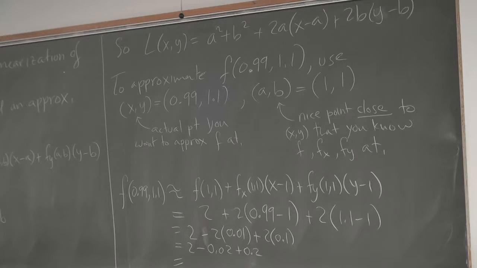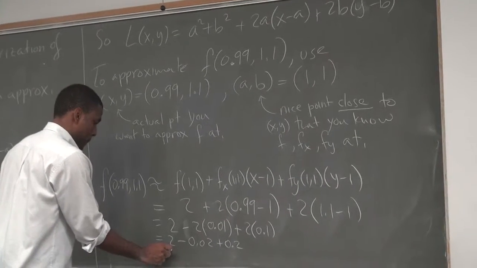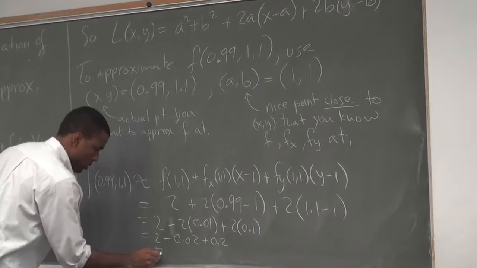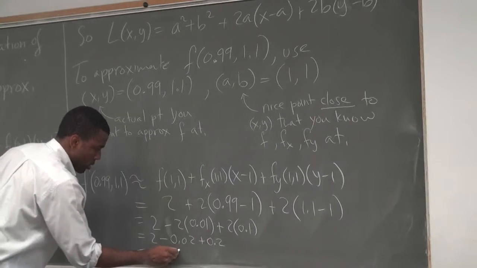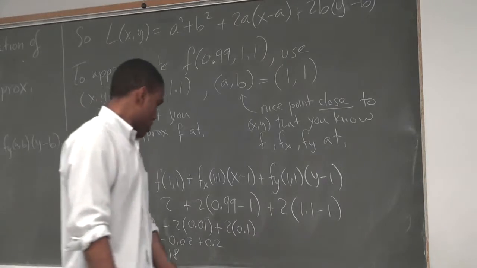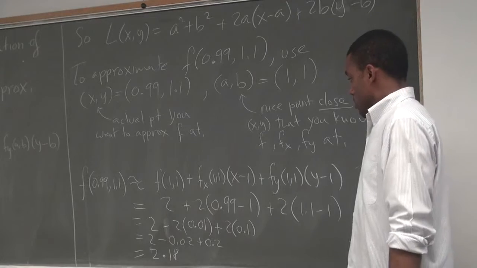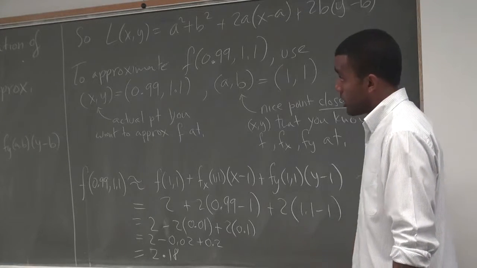Okay, so you have 2.2 minus 0.02, what do you get? 2.18, you said? Yes. Okay. Right, so that's your approximation.